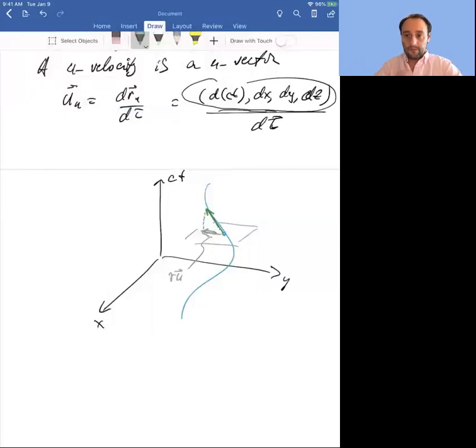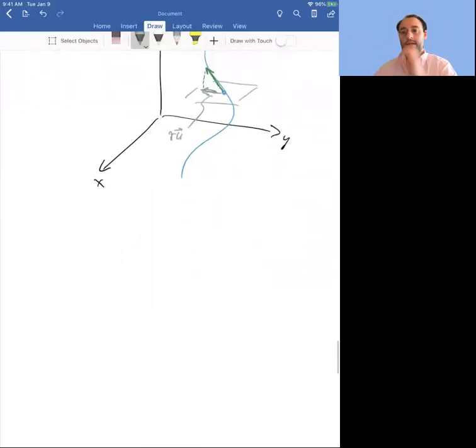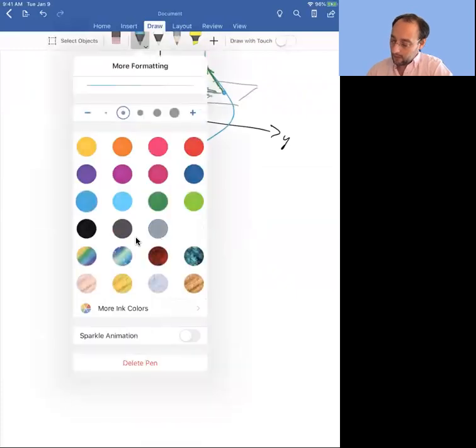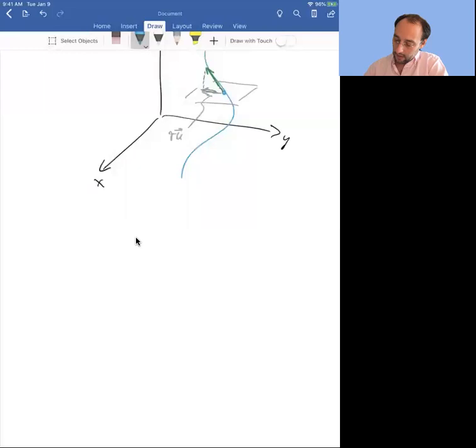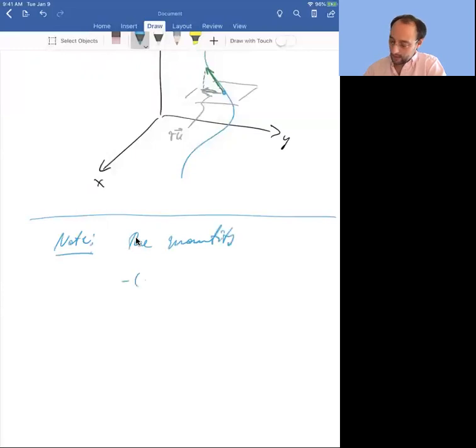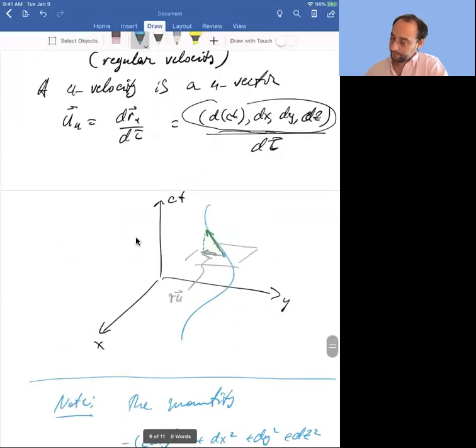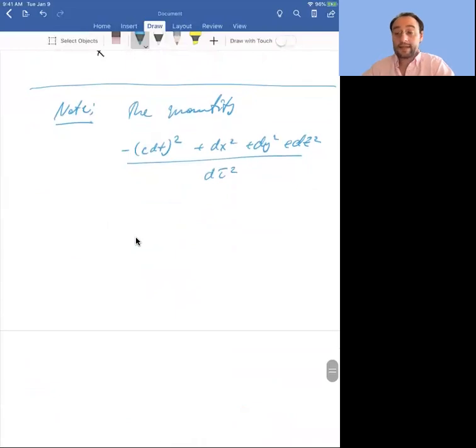Okay, so now I'm gonna again open a box and say something that's slightly more advanced information that you can skip if you wish. So I'm gonna use a different color right here. So note, advanced information, so note the quantity minus c dt squared plus dx squared plus dy squared plus dz squared, divided by d tau squared, is an invariant.